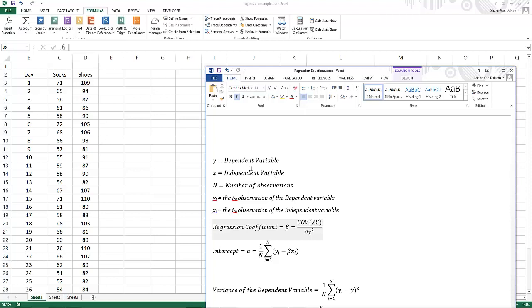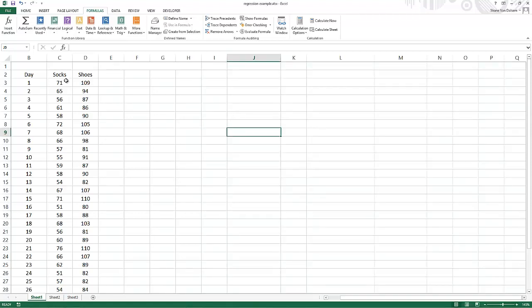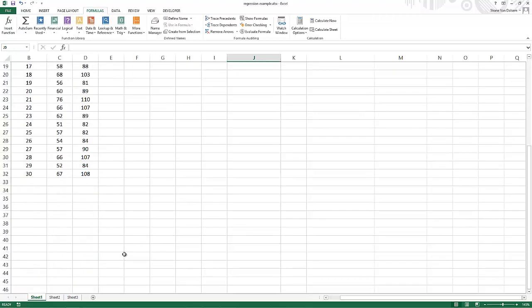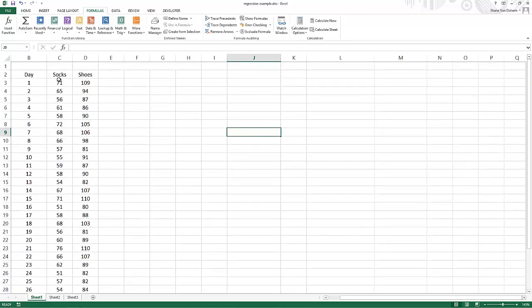The question we're going to look at answering today is the number of pairs of socks that a shoe store should order based on its history and expectations of the future of shoes being sold. Let's say the shoe store does a great job of ordering the right numbers and the right types of shoes, but tends to either overstock or understock socks. They want to do a better job of predicting the number of socks being sold. So we have 30 days' worth of sales information for this company. Each day shows the number of pairs of socks sold and the number of pairs of shoes sold.